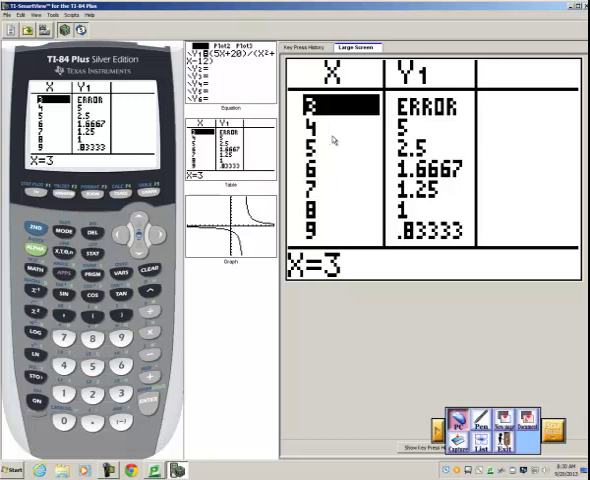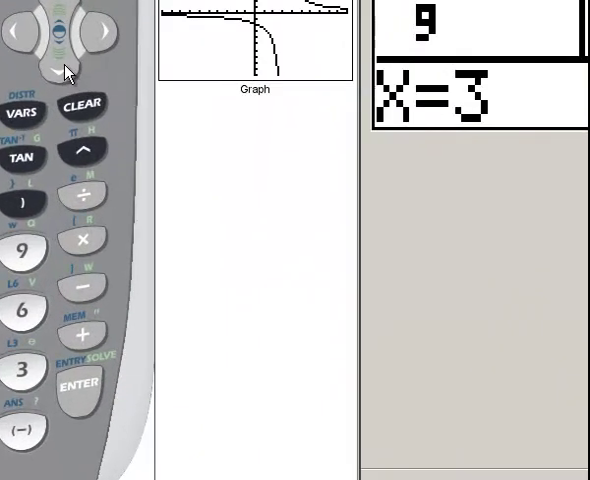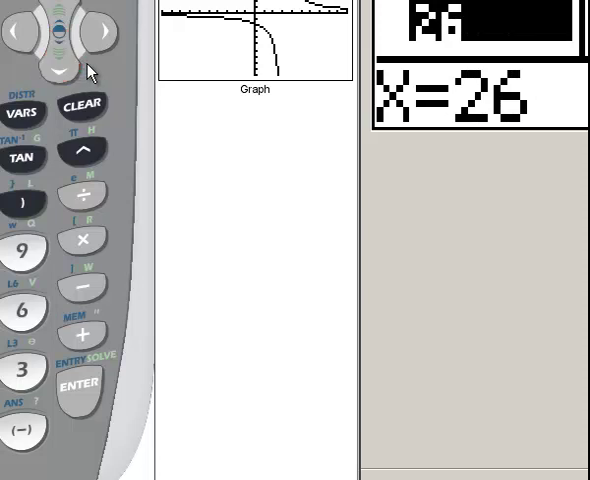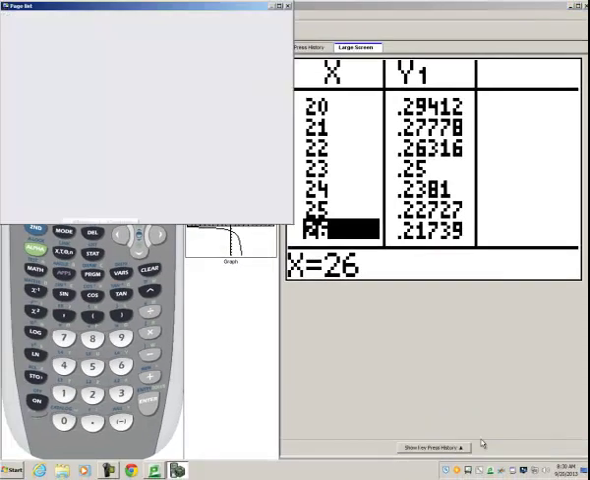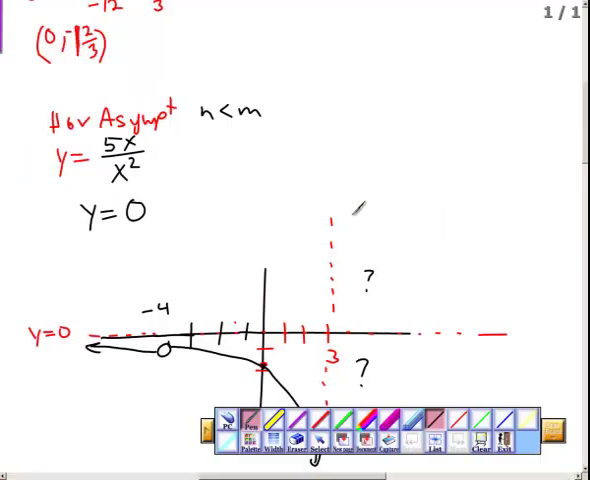Now, is it going to be above or below the horizontal asymptote after 3? It's going to be above. All the y values are above, so it's going to stay above. And there's our graph. Questions with that? All right, so that concludes this lesson.